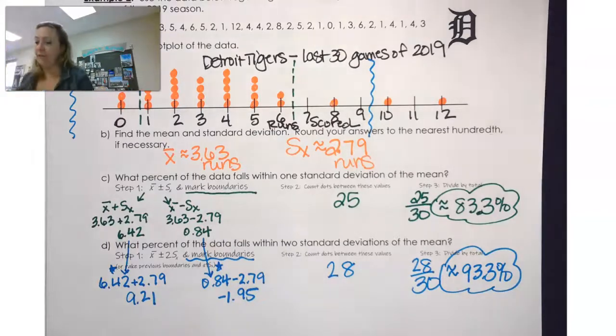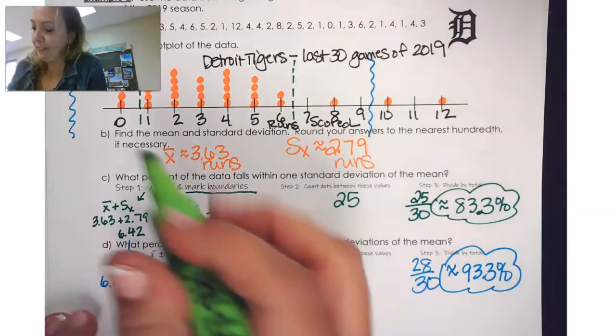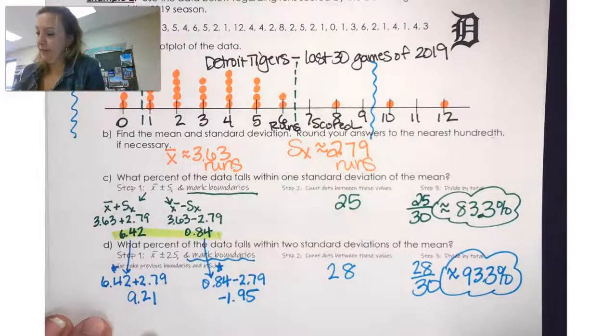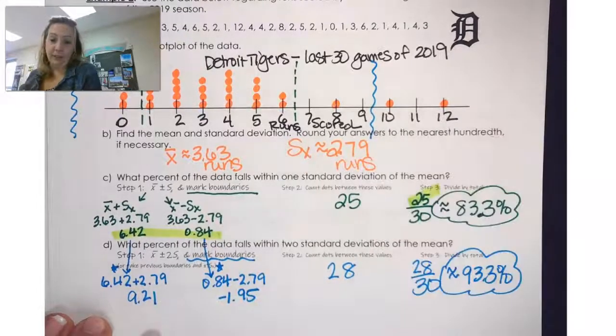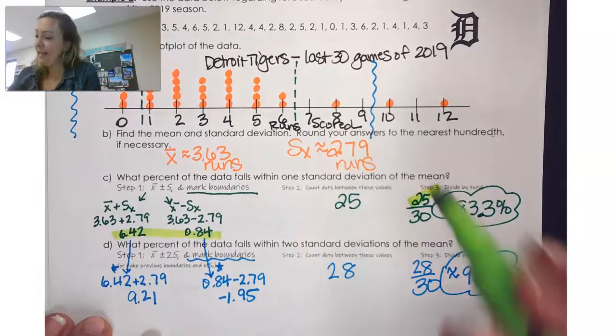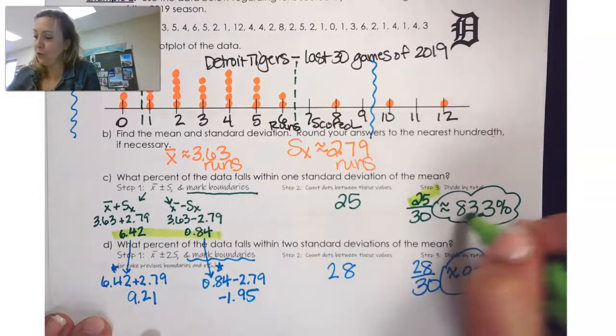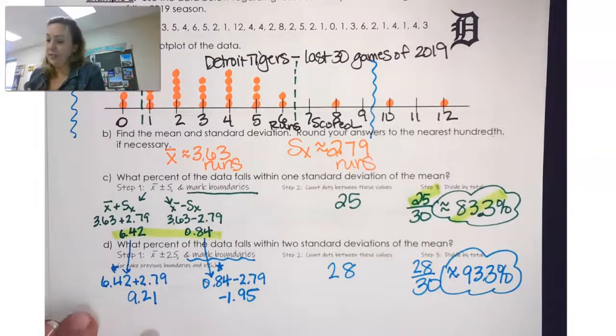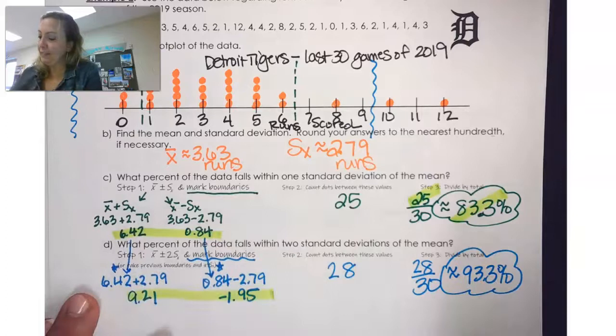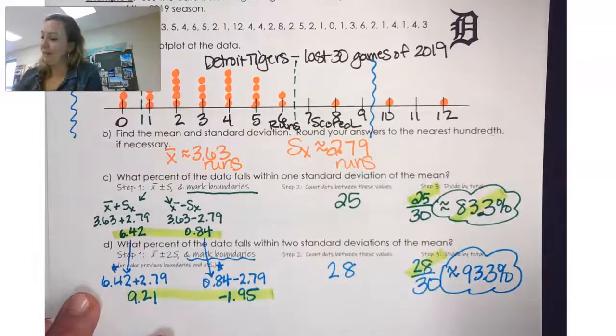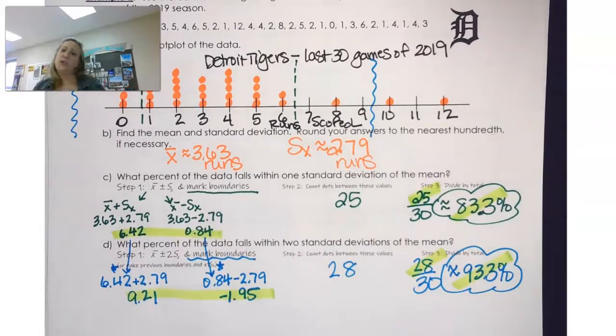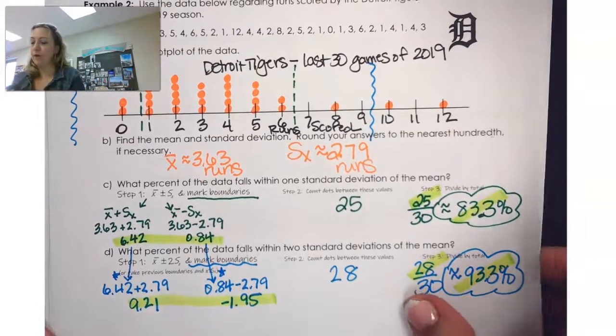Okay, so for those questions, I'm going to be looking for 3 different things. I'm going to be looking for your boundaries, the number that you counted between, and then dividing it by the total to find the percentage. So again, the boundaries, the number that you are dividing by the total, and the percentage. Those are things I'd like to see on the homework, okay? All right.